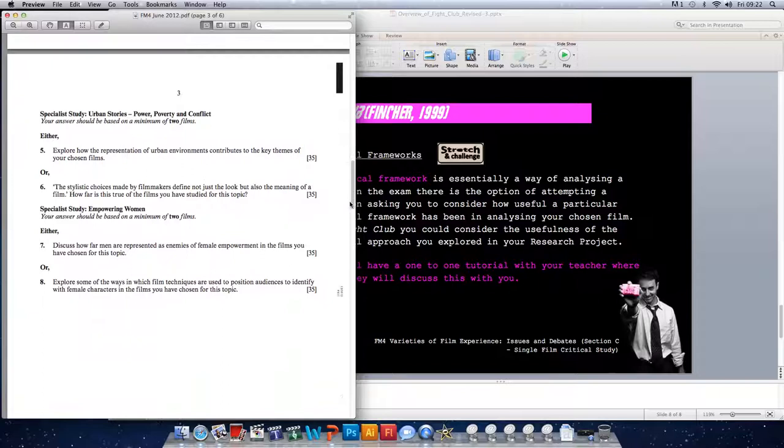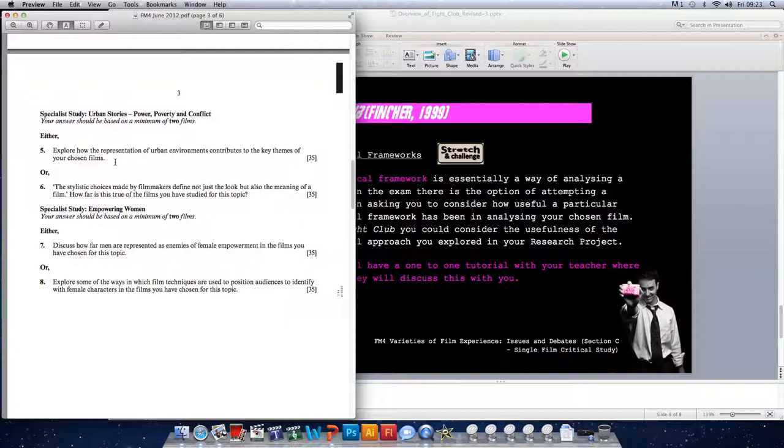With 5 or 6, there'll normally be a different emphasis. In this case, question 5 was what we call a macro question, more focused on themes and context. Question 6 is a film form and style question. It won't always be that way around. You'll remember from the mock that question 5 was more focused on film form. The key thing is to read the question and make sure you understand what it is asking, rather than assuming question 5 will be this and question 6 will be that.